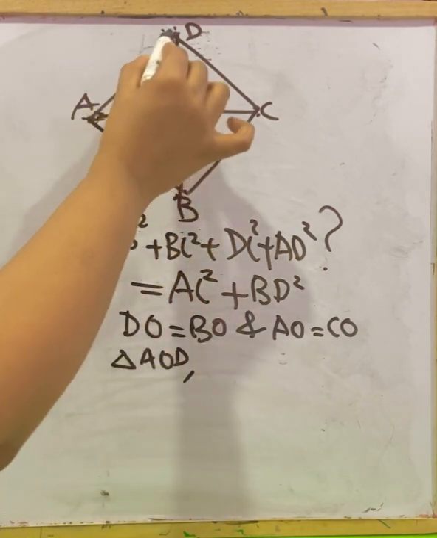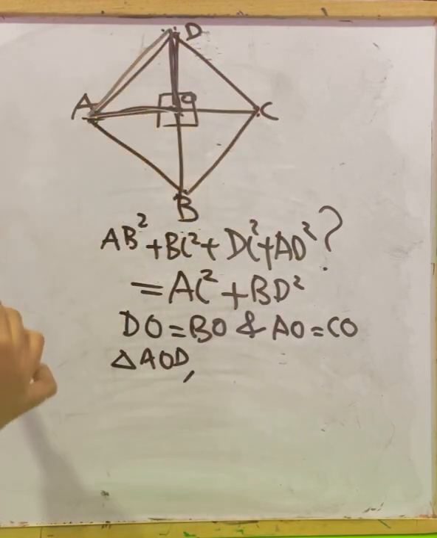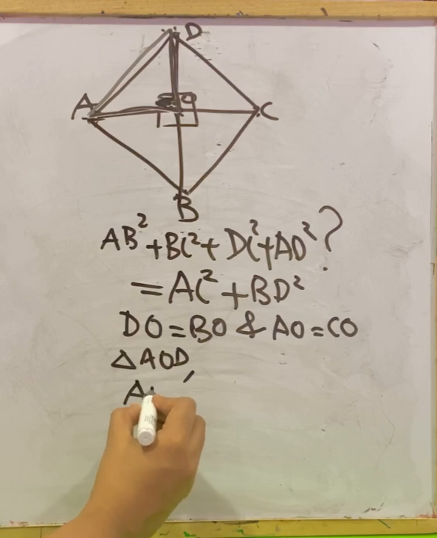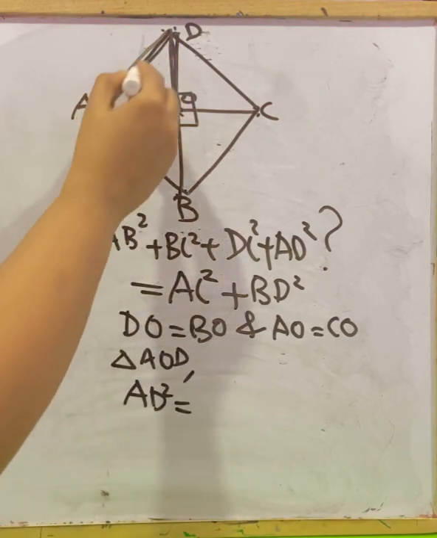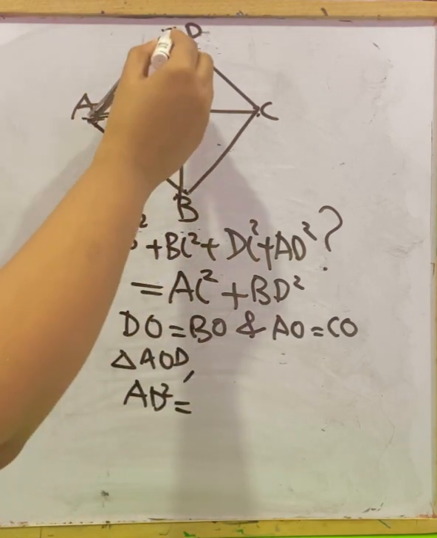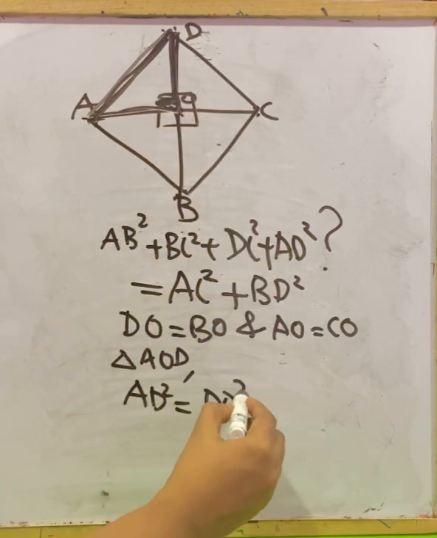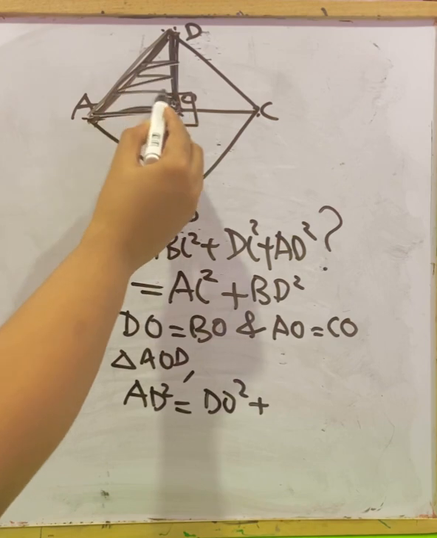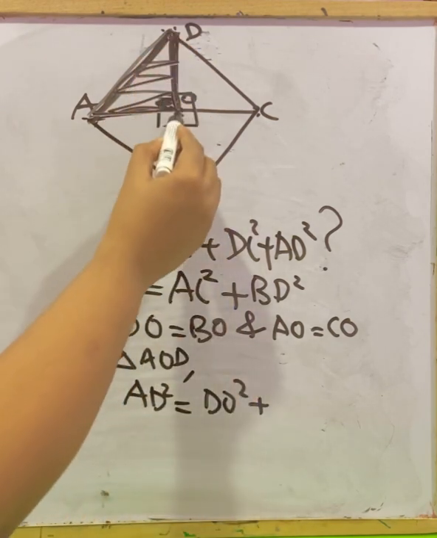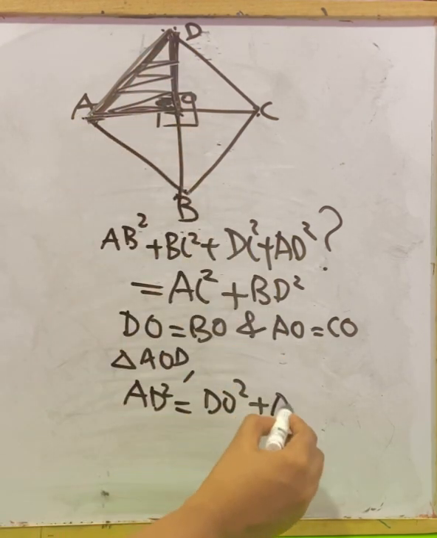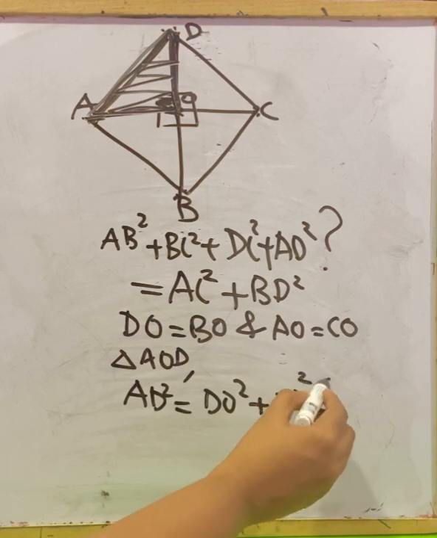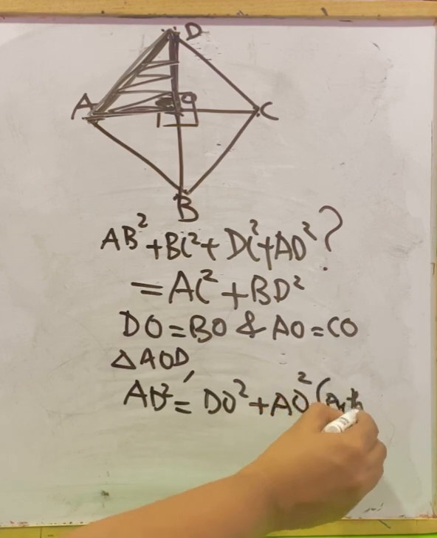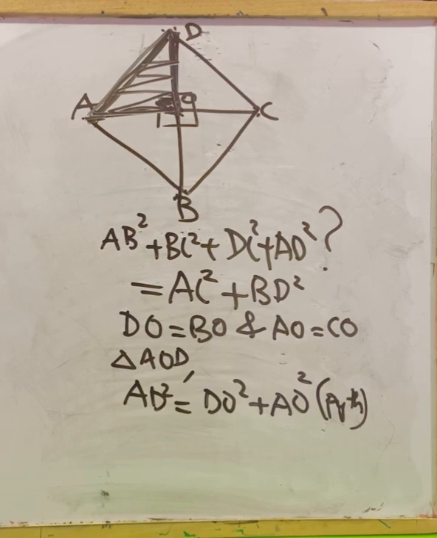So in AOD, that is this triangle, we can see it is a right triangle. So we will write AD square is equal to, this is the hypotenuse, DO square, that is altitude square, plus base square. I am talking about this triangle. So DO square plus AO square. According to Pythagoras theorem, hypotenuse square is equal to base square plus altitude square.